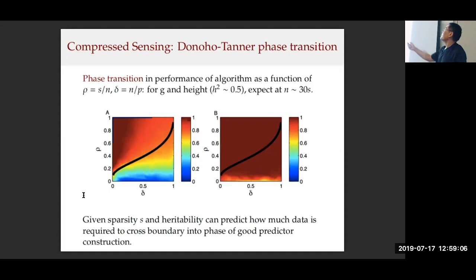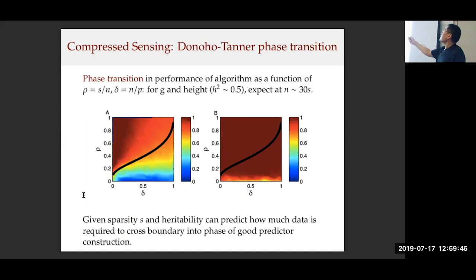So here are some results. There's a famous statistician who does high dimensional statistics at Stanford named Donoho. There's a phase transition named after him and his former student, I think, who's now at Oxford. Let me explain what this means. In these graphs, we've defined some scaling variables, which are ratios. This is the ratio of the sparsity of the trait to the amount of data that you have. This is the ratio between the amount of data that you have and the number of features that you need to examine. As you get more data, rho gets smaller and delta gets larger, so you move diagonally along this phase diagram.